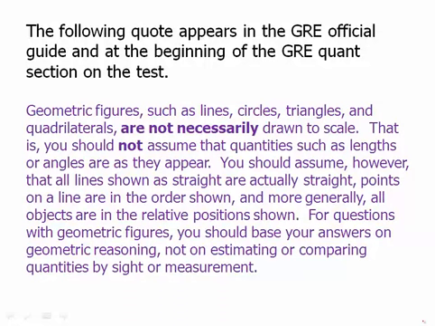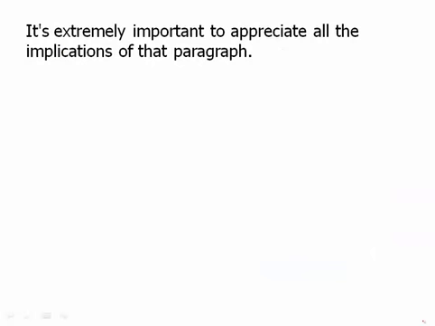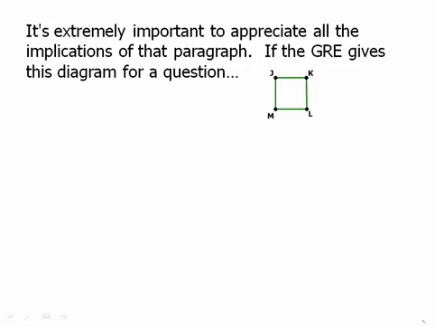So that is incredibly important. And it's extremely important to appreciate all the implications of that paragraph. For example, suppose the GRE gives us this diagram for a question. Certainly looks like a square, doesn't it? What the GRE is doing is they're baiting you. They're baiting you to make the assumption that, yes, what you have there is a perfect square. If they draw that diagram, there's no guarantee that the shape actually looks that way.